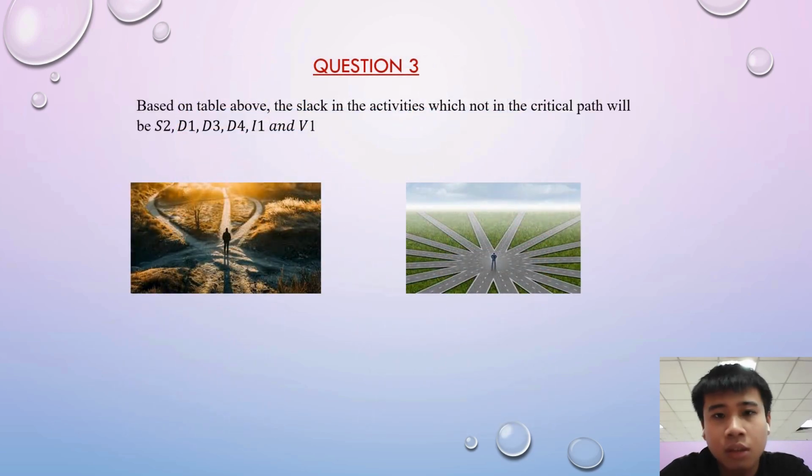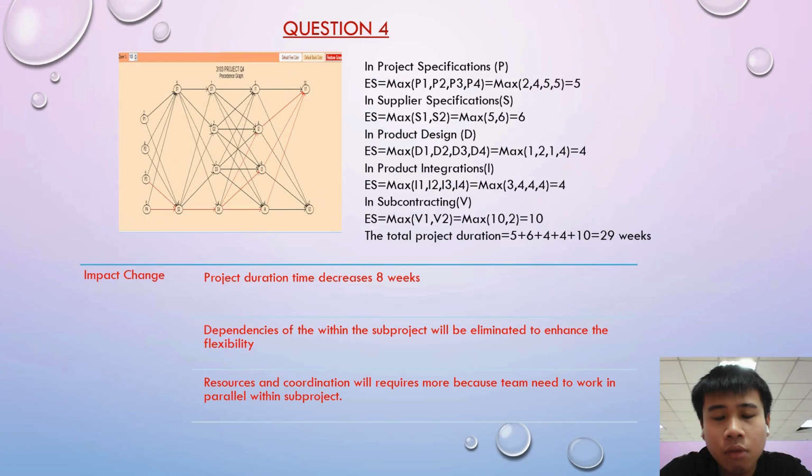For question 3, the activities now in the critical path will be S2, D1, D3, D4, I1, and E1. Question 4, all the sub-projects run in parallel. So for the P, S, D, I, and B sub-projects, we will use the maximum, which is 5, 6, 4, 4, and 10, and the total will be 39 weeks. So in this case, the project duration decreases by 8 weeks. Dependency between the sub-projects will be eliminated to enhance feasibility. Resource and coordination will vary more because teams need to work in parallel in the sub-projects.